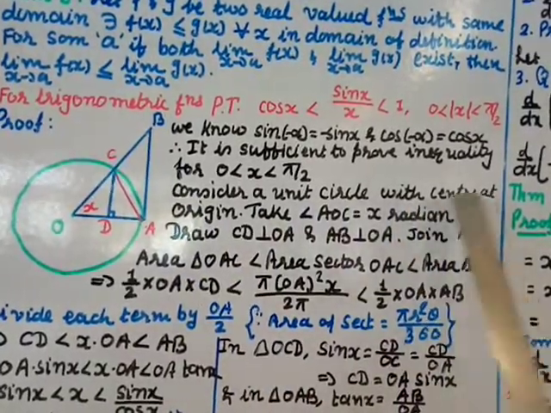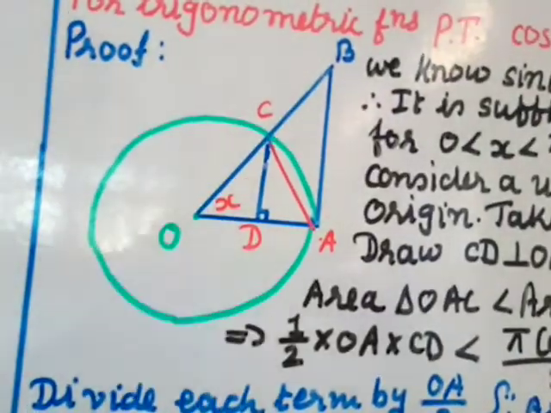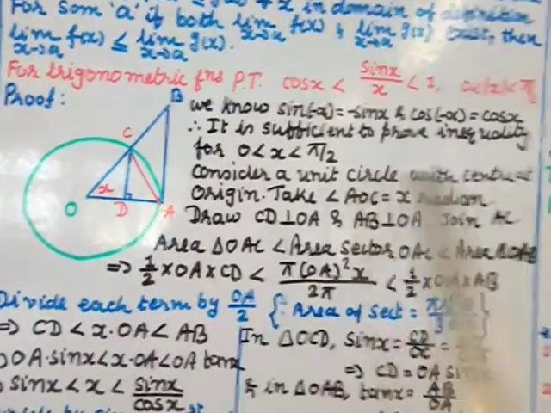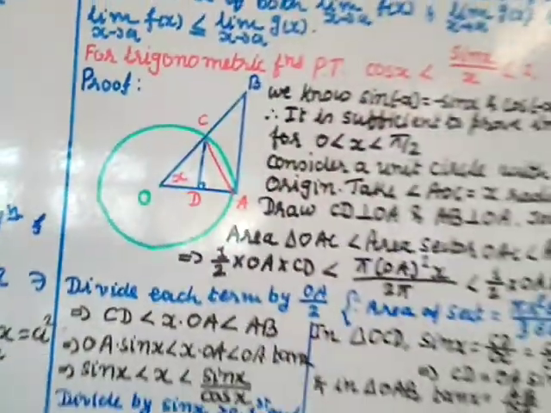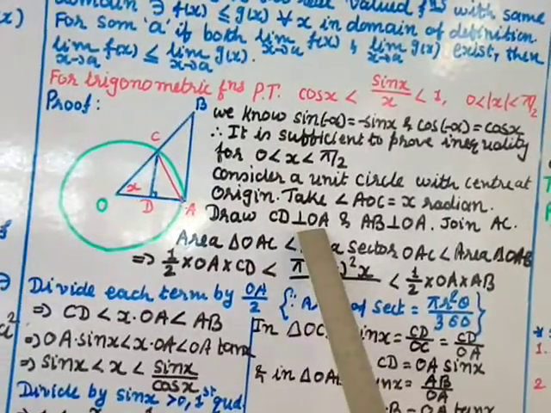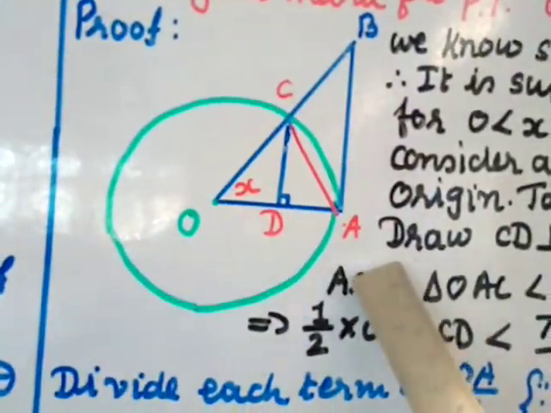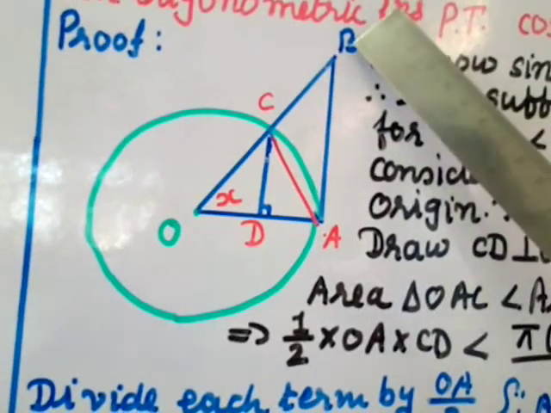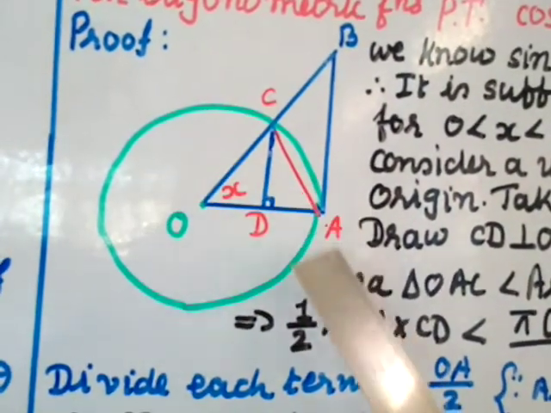Consider a unit circle with center at origin. So this is the unit circle and origin is the center. Take angle AOC equal to x radian. Draw CD perpendicular to OA and AB perpendicular to OA, and join AC. From C, draw a perpendicular on OA. From B, you have to produce OC and draw a perpendicular on OA. And you join A and C.